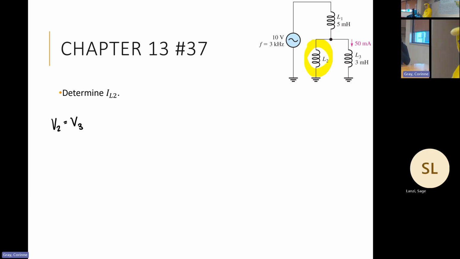What other information can we get out of the circuit diagram? Obvious things. L3 is like the current. What else? Frequency. And volt. What is 10? So what does 10 volts here equal?